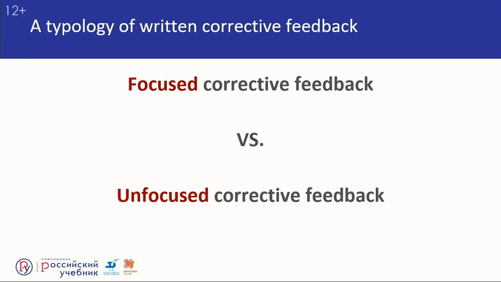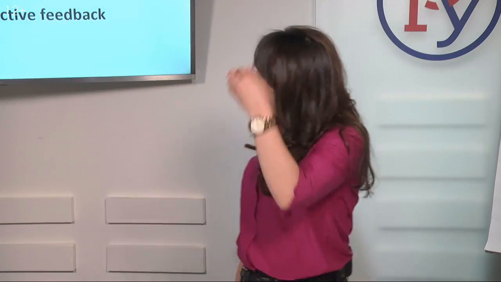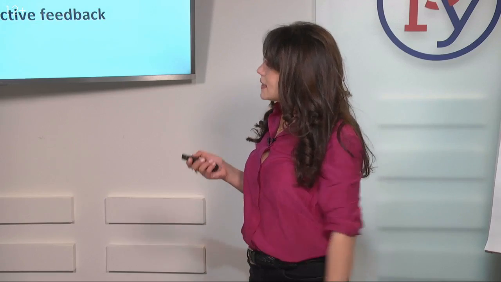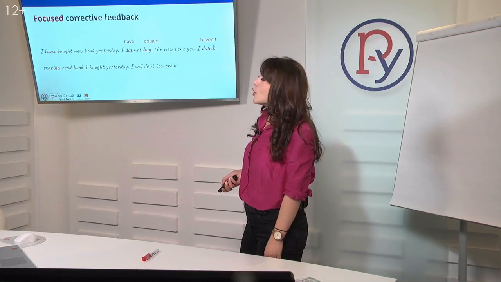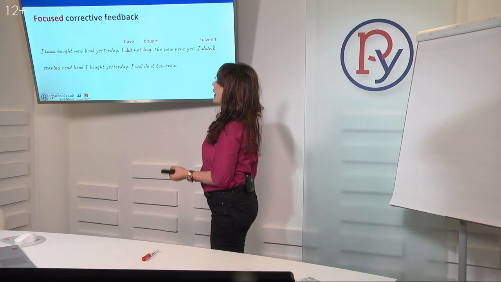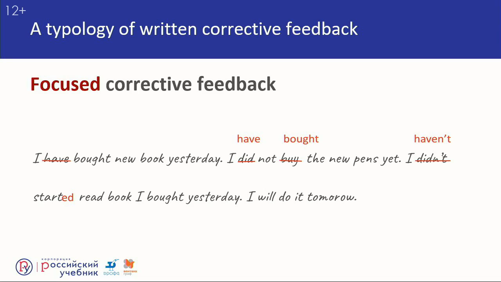Now, there are 2 other types of error correction strategies. We might give focused corrective feedback and unfocused corrective feedback. Now that's pretty self-explanatory. You might actually guess what the difference is. Obviously, they are the opposites, right? So let me show you focused corrective feedback by looking at an example of using this strategy. You might guess what's the point here. When we use focused corrective feedback, what's the point?